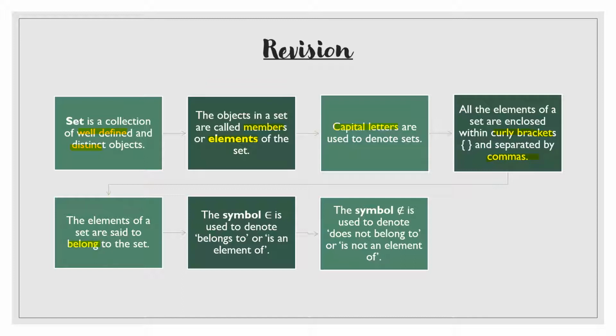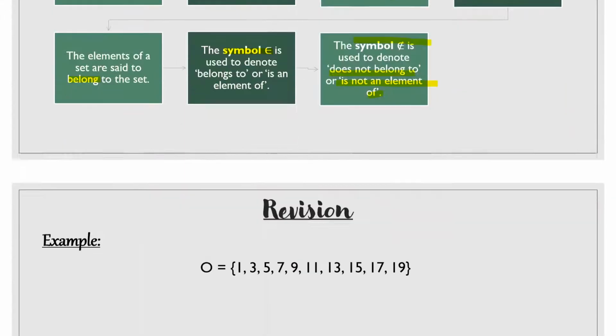The symbol ∈ is used to denote belongs to or is an element of, and the symbol ∉ is used to denote doesn't belong to or is not an element of. So these were the points that we discussed in our previous video in detail. So let's consider an example now.